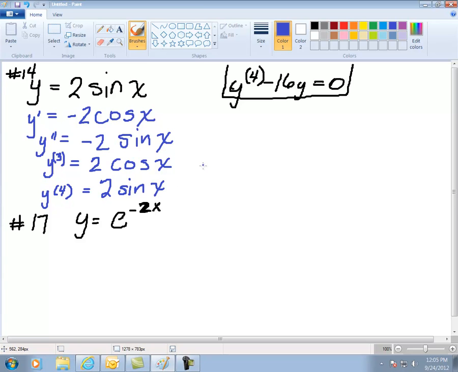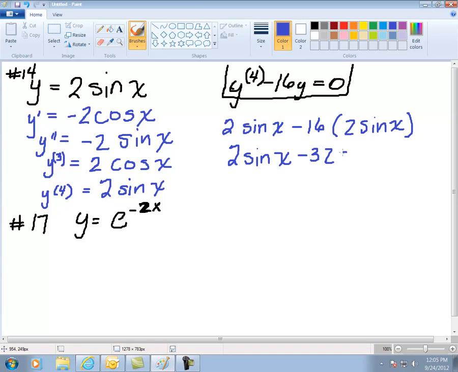So now I can just plug this in and see if it makes a true equation. So y to the 4, in place of that, I'm going to plug in 2 sine x, and then I'm going to subtract 16, and then I'm going to replace y with my original y, which was 2 sine x. Okay, so here I end up with 2 sine x minus 32 sine x. So I can see right away, does that equal 0? And the answer would be no.